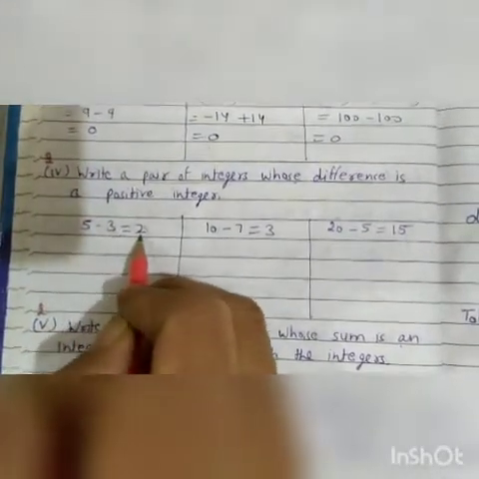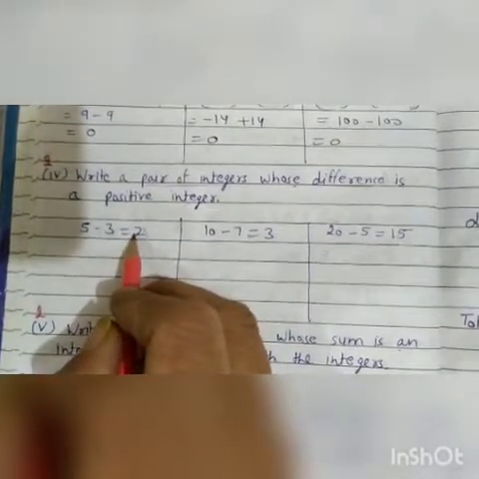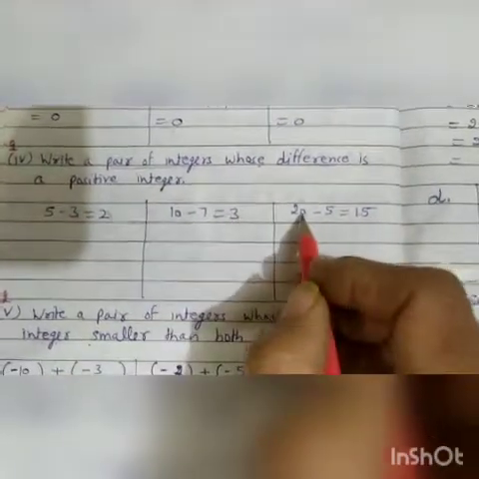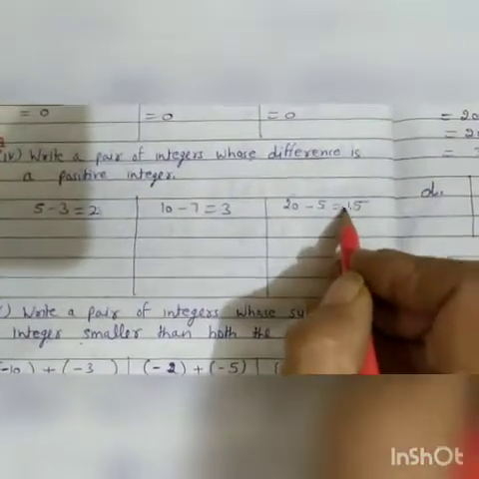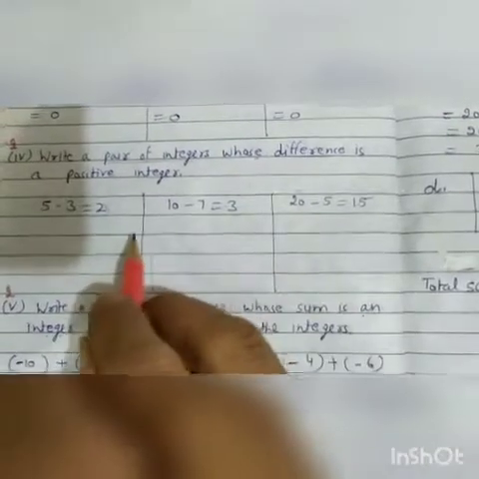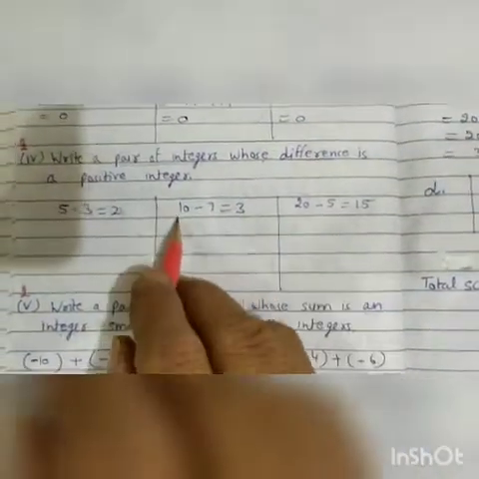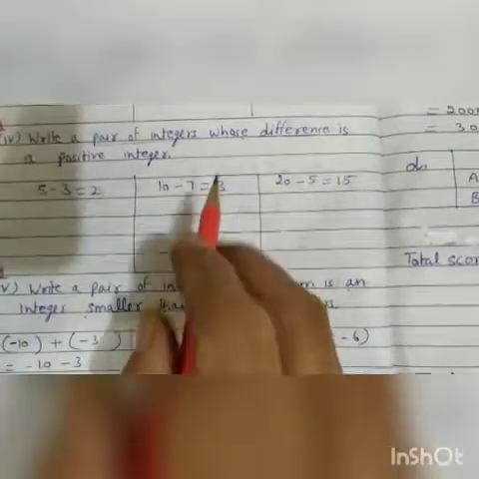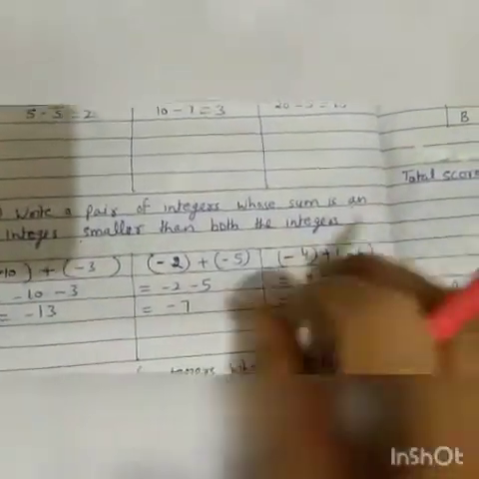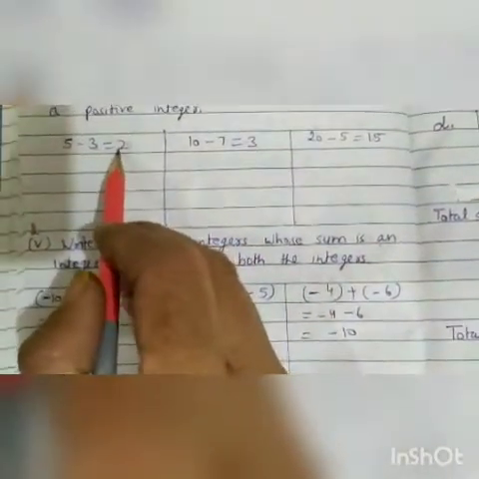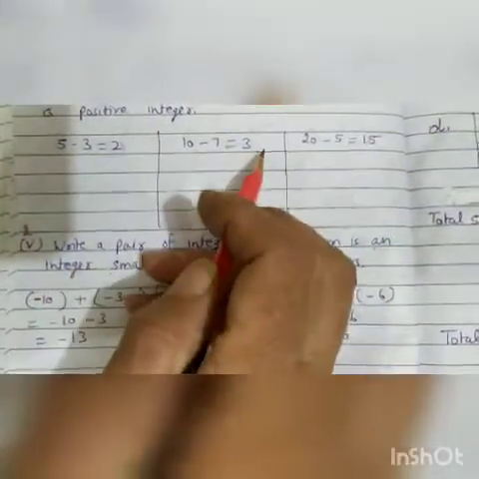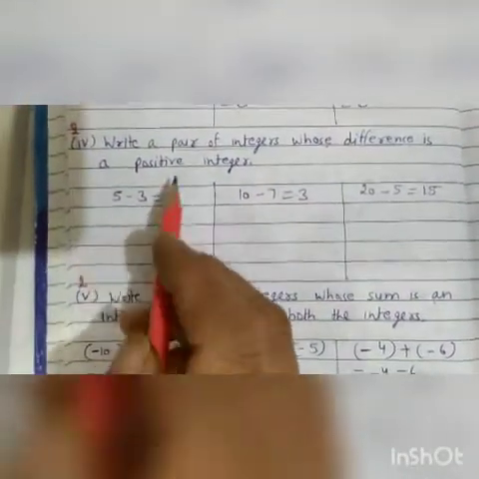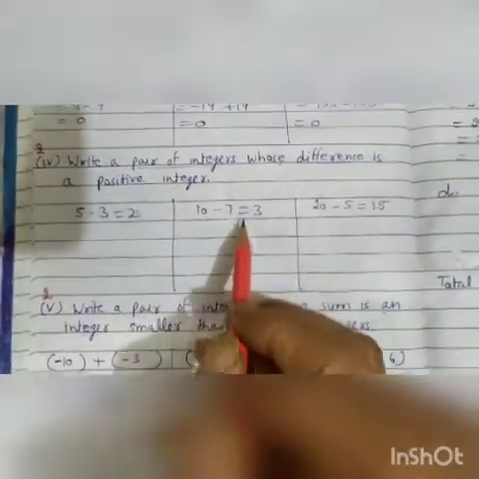So 5 minus 3 is equal to 2, this is a positive integer. 10 minus 7 is equal to 3. This is also a positive integer. 20 minus 5 is equal to 15. This is also a positive integer. So we can write any two integers whose difference is a positive integer. It is not compulsory that the difference should be 2 or 3 or 15. We can write any two integers. For this question there will be many answers.